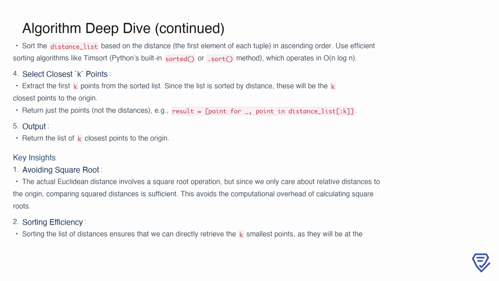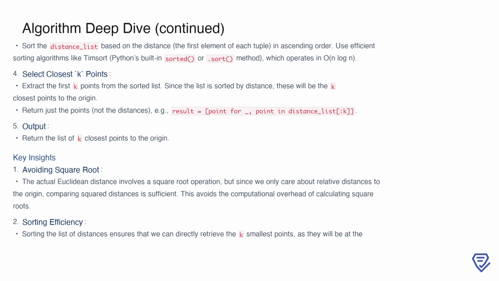After sorting, we can simply extract the first k elements from the sorted list, as these correspond to the k smallest distances. We only need the points from these tuples, so we discard the distance values and retain the point coordinates. This gives us the list of the k closest points to the origin. Finally, this result is returned as the output. By following these steps, we can solve the problem in a straightforward manner while keeping the implementation simple and intuitive.